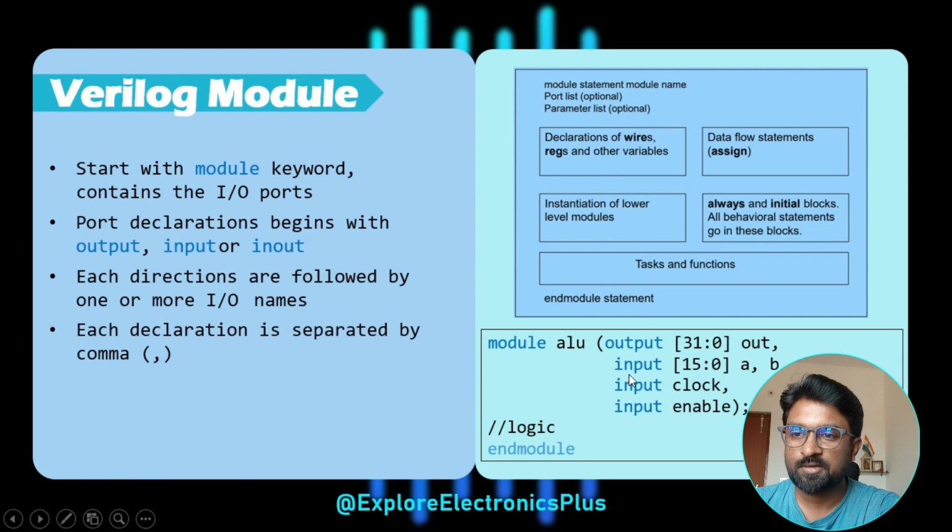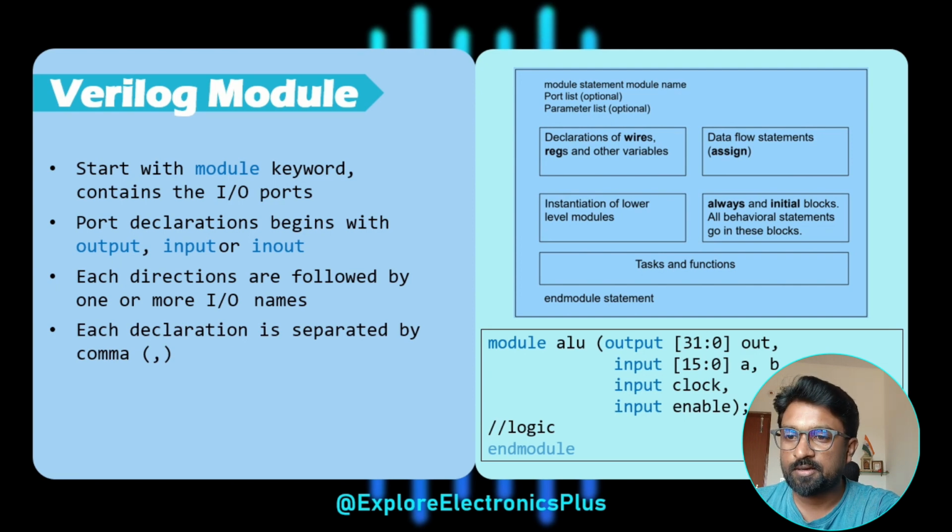As you can see here, the output of the ALU module. So ALU is the name of the module and the 32-bit output is named out. Inputs are A and B with 16 bits, and clock and enable are single-bit inputs. If the input is more than 1 bit, we need to declare it as a vector. That's why it is 15:0. It means A will have a 16-bit value, and also B. Similarly, out is holding a 32-bit value.